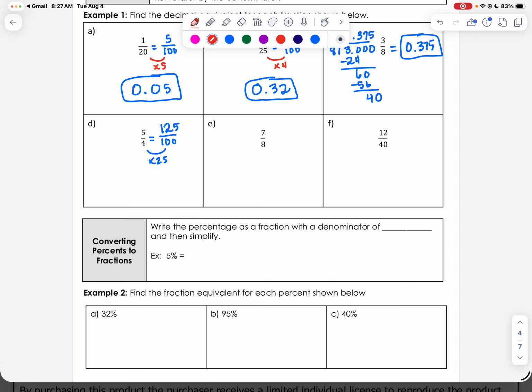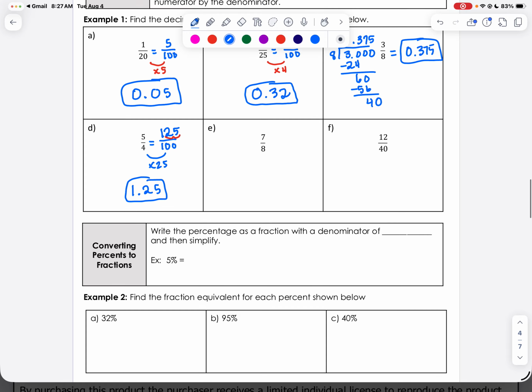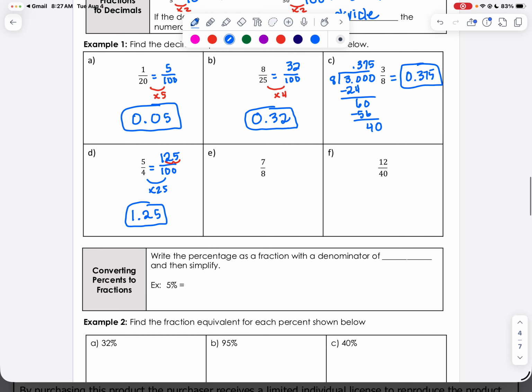Remember, when we divide by 100, we move our decimal in 2 places. So our decimal here would be 1.25. All right, 7/8. Now, we already learned in problem C that 8 does not easily scale to 10 or 100. So again, we're going to have to use long division.